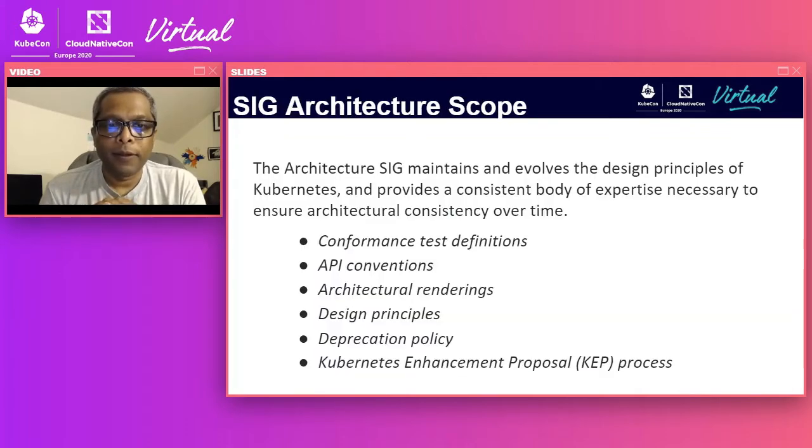Next slide, please. So what is in scope? The way it works is, Kubernetes is under CNCF. The steering committee is in charge of Kubernetes overall, but then SIG architecture is in charge of the scope of the project itself, the overall. So steering delegates to SIG architecture for that. So we are in charge of the conformance tests, API conventions, design principles, the enhancement process, deprecation policy, the whole gamut of things that keeps all the SIGs together in line and proceeding in a forward direction.